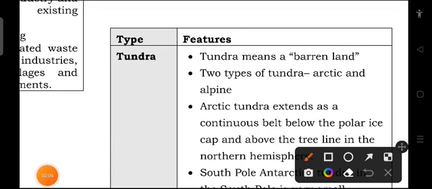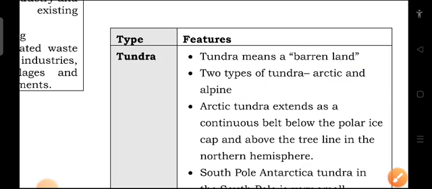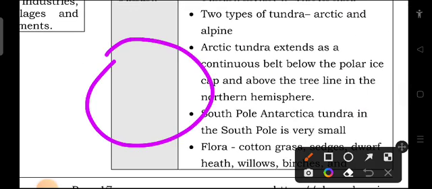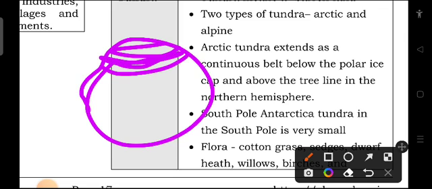Now what are the features? Tundra literally means barren land. Two types are there. One is the Arctic one and the other one is Antarctic. Arctic tundra extends as a continuous belt between the polar ice cap and the tree line in the northern hemisphere. So this particular topmost region is the Arctic tundra. And the Antarctic tundra in the South Pole is comparatively very small.